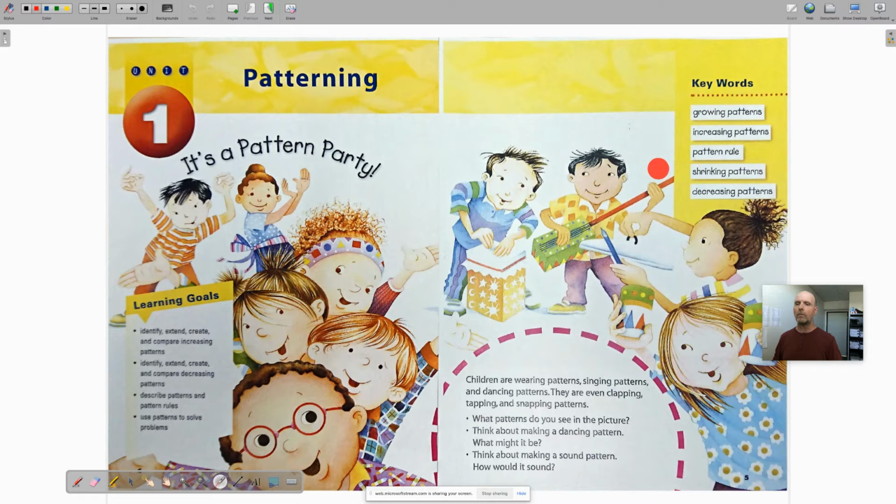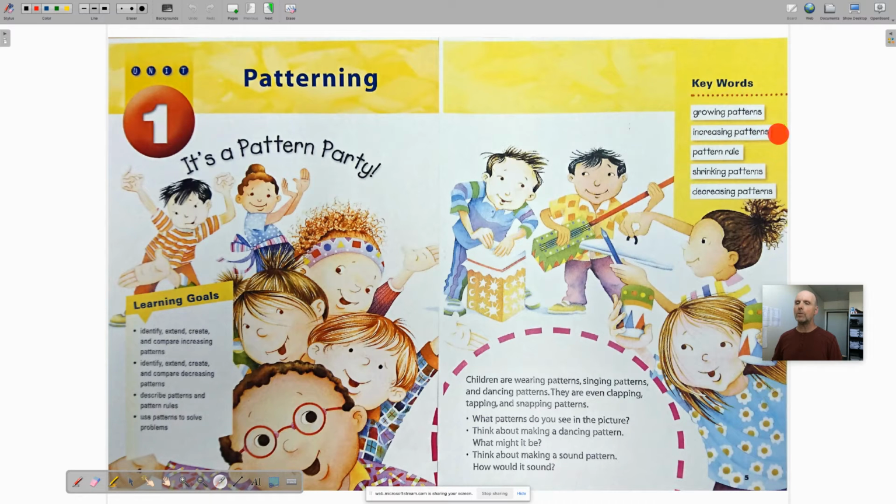Over here, we see some key words that we're going to talk about in this unit. We're going to talk about growing patterns. And when you hear words like that, you can probably even tell a little bit about what they are, even if you didn't do it last year, or maybe you just don't remember. If it's a growing pattern, it's probably a pattern that's growing. So you already know something about this, and we haven't even started the unit yet.